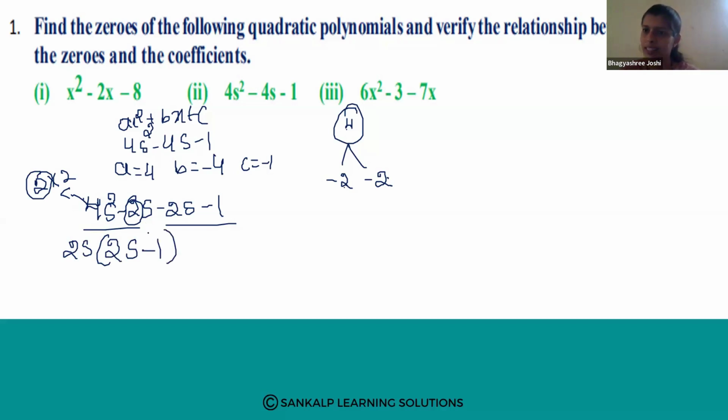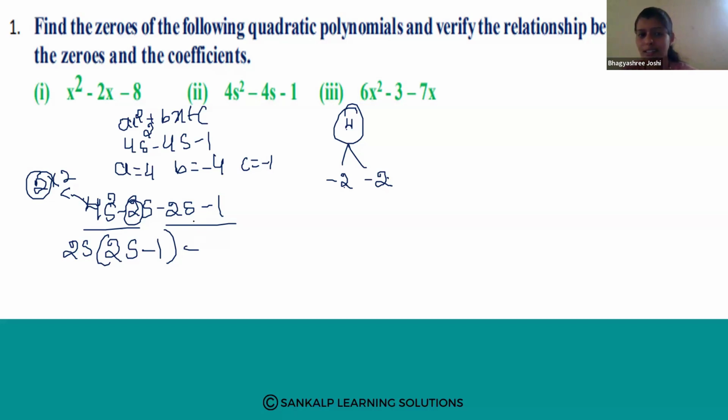So 1. If nothing is there, 1 remains. You have already taken 2s out as common. So what remains here? Nothing is there means 1. If nothing is there, you write 1. So keep in your mind. Right? Next, minus. So here 2s is there and 1 is there.